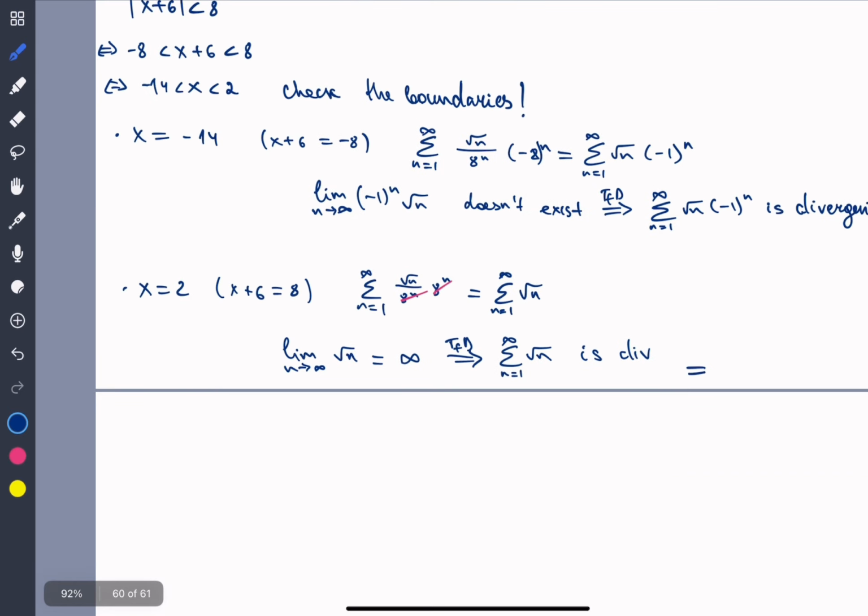So we write I is equal to, which is the interval of convergence, open brackets from minus 14 to 2. Both sides are open because none of the points are included within the interval of convergence.